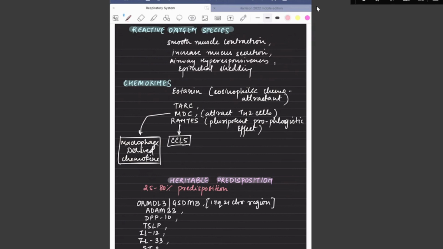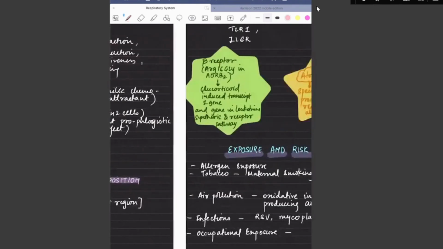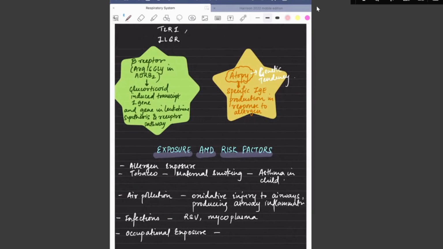Now, the heritable predisposition. 25 to 80% of them have a heritable predisposition. So, there are certain genes, that is ADAM33, DPP10, ORMDL3, TSLP, interleukin 12, interleukin 33, HLA-DQB1, HLA-DQB2, TLR1, TLR6. What is atopy? Atopy is a genetic tendency which causes specific IgE production in response to allergen.